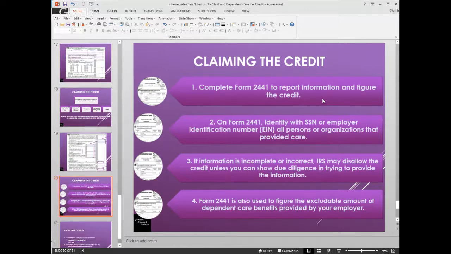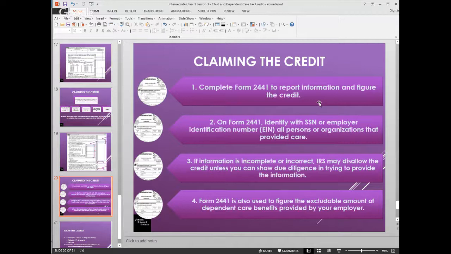So the key thing here is we're going to complete this Form 2441, and that's going to be used to report all of the information. And as we use this tax software, it will actually determine the smallest amount of the smallest amount of the smallest amount on your behalf. So you don't need to worry about that, but I do want to explain how that is handled.